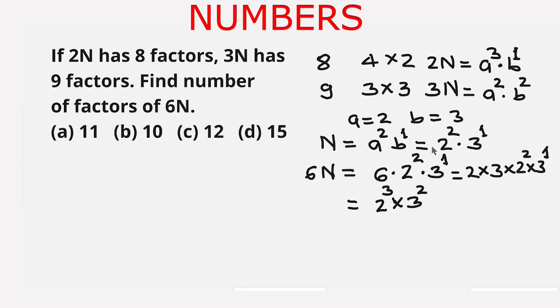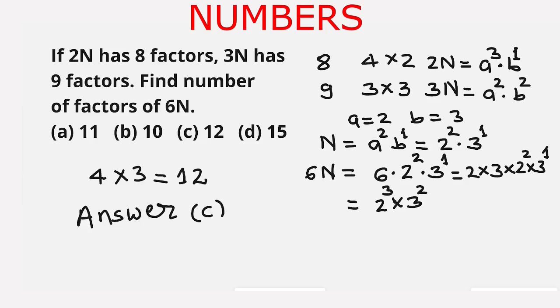Now, how many factors of this are possible? So we have to add 1 to every power. So 3 plus 1 is 4 multiplied by 2 plus 1 is 3. So number of factors will be 4 multiplied by 3 equal to 12 factors. And from the given options, our answer is option C, 12.